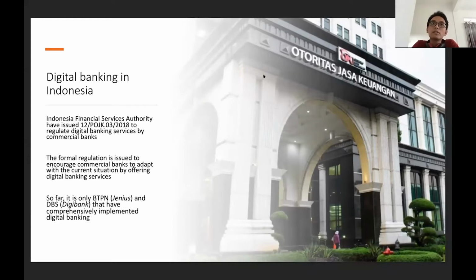So actually it is the regulator, OJK, the Indonesia Financial Services Authority, that told all the banks in Indonesia to develop their products and services to be more digital, to be more accessible to consumers. And from 5 years ago until now, so far, it's only in Indonesia that digital banking has been comprehensively implemented.